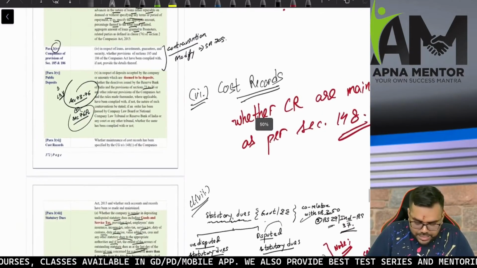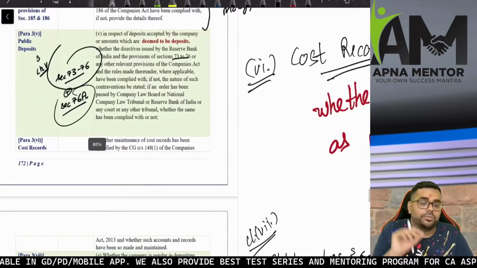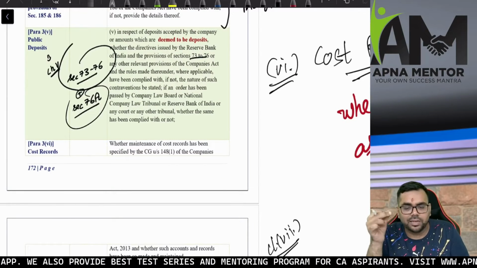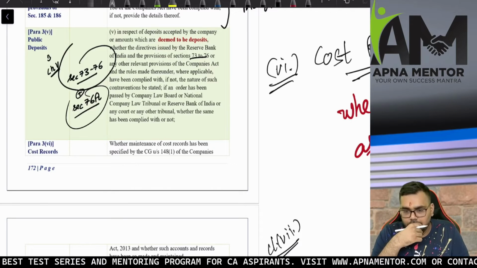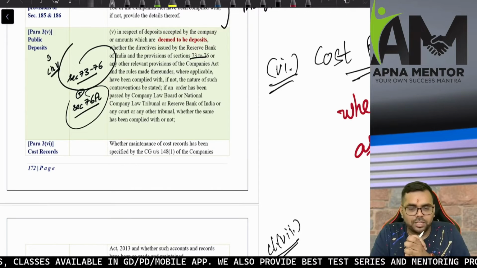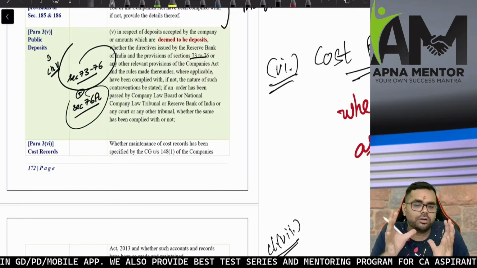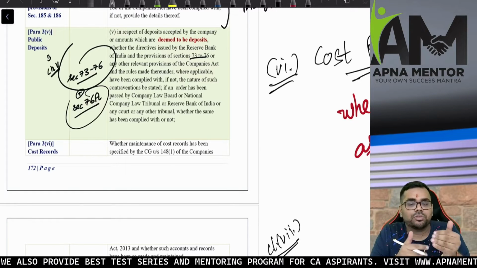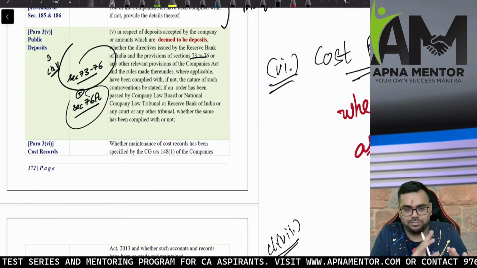Then clause number 6 is about cost records. Now if you remember, Section 148 of the Companies Act 2013 read with the Cost Records Rules 2014. Section 148 says every company, whether it's a regulated sector or a non-regulated sector, if the overall turnover is greater than or equal to 35 crore in the immediately preceding financial year, they have to maintain cost records.